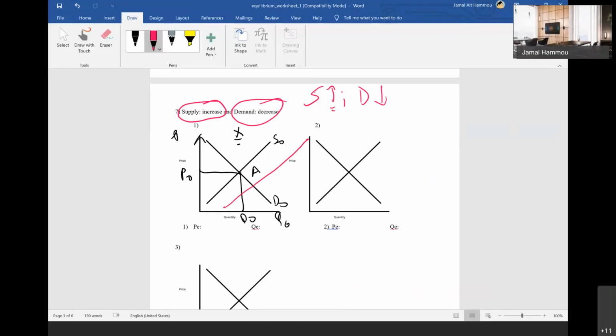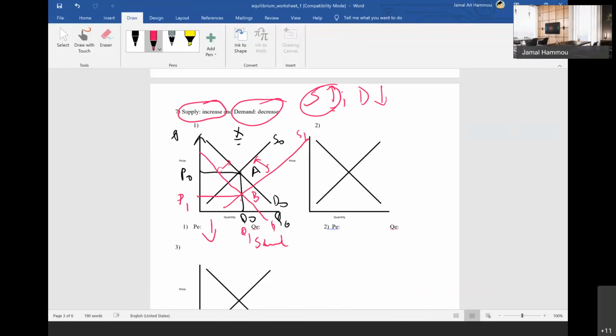S1. And I will decrease the demand with the same amount. So this distance is the same as this distance. Now you can see I will get to the new equilibrium at B with the new price, P1, Q1. So if we have an increase in supply and a decrease in demand with the same shift, the outcome is that the price is going down, but the quantity will be the same.